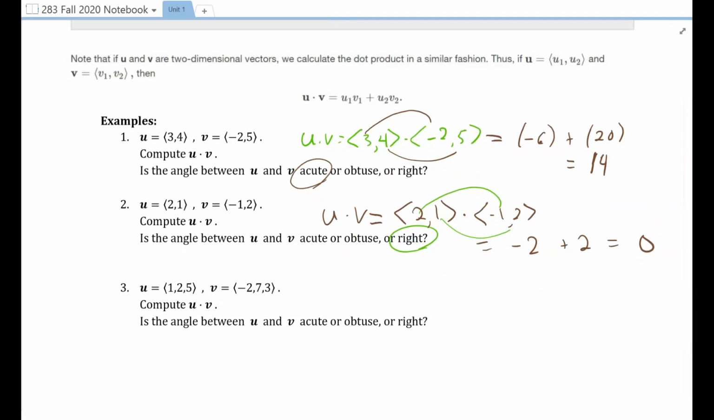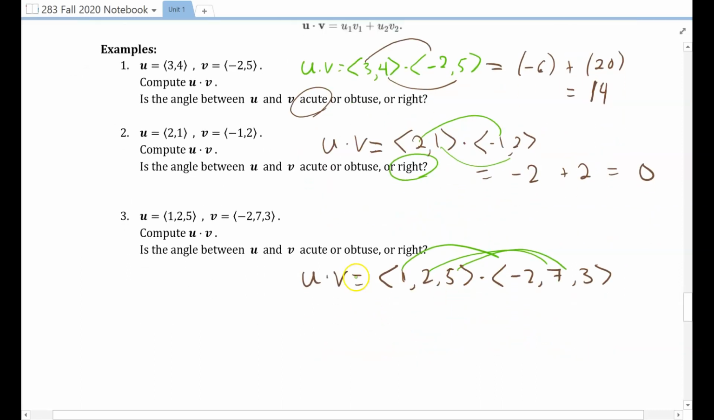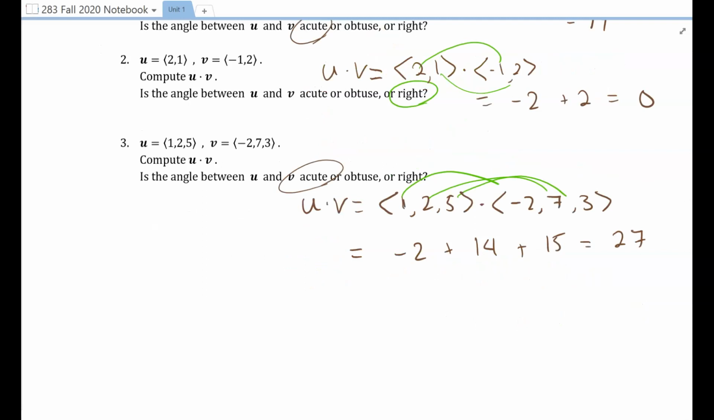All right, moving on to the next example. u dot v, in this case we've got 3-space vectors. We've got 1, 2, 5 dotted with negative 2, 7, and 3. And again, multiplying the first components, the second components, the third components, and adding the results. What does that give us here? We get negative 2 plus 2 times 7, which is 14, plus 5 times 3, which is 15. So we're getting a total of, if I'm doing my arithmetic, positive 27. So in this case, again, we're coming up with an acute angle.